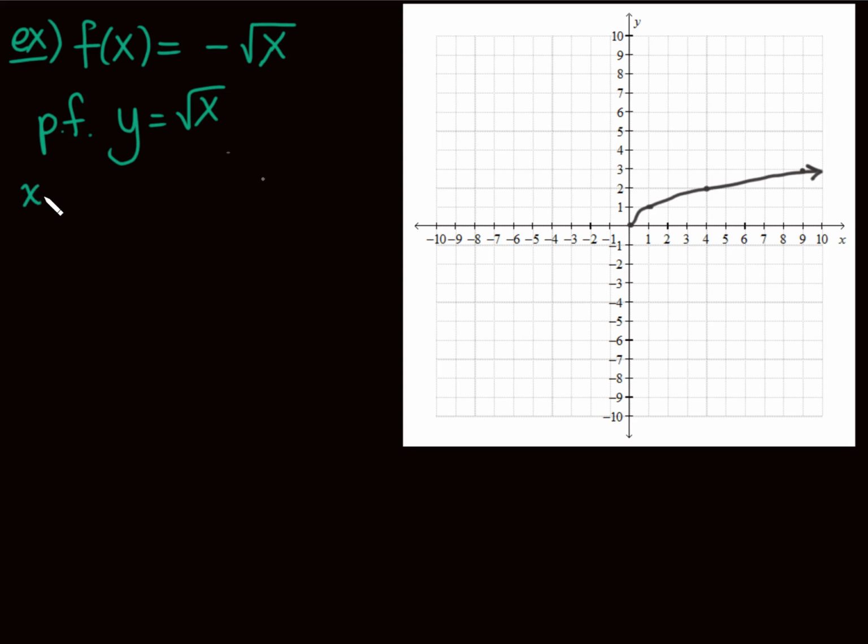Let's plug in some values. If x is 1, then f of 1 is the opposite of the square root of 1. What's the square root of 1? It's 1. What's the opposite of 1? Negative 1. If x is 4, why am I picking 4? Because that's a perfect square, so I can take the square root of it. I mean, I can take the square root of 2. It's just not a rational number.